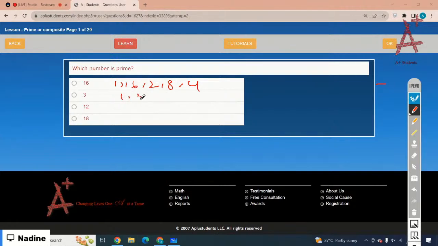3 is 1 times 3 is 3. 12 is 1 times 12 is 12, 2 times 6 is 12, 3 times 4 is 12, and 18 is 1 times 18 is 18, 2 times 9 is 18, 3 times 6 is 18. So only 3 has two factors, 1 and the number itself. That means only 3 is the prime number, right? So the correct option is 3.